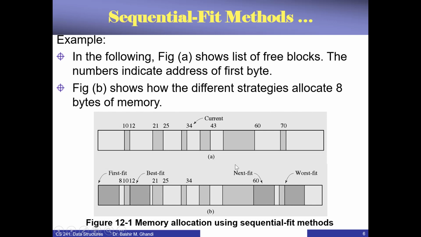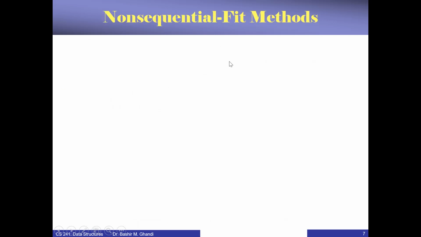So this is basically how sequential fit methods work. They are called sequential in the sense that they search the list sequentially, linearly, until they find the correct block that can be used. All right, and this is what we want to say about this method. The next method is non-sequential fit methods.